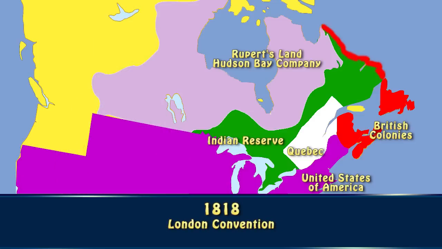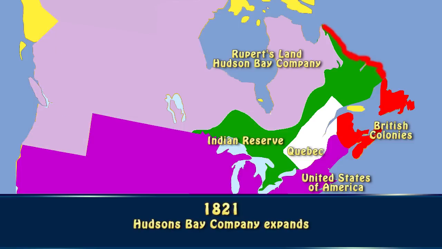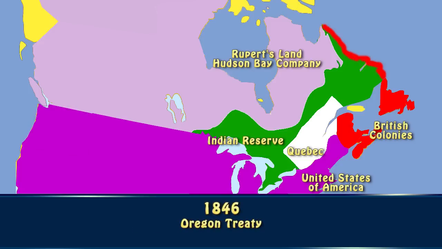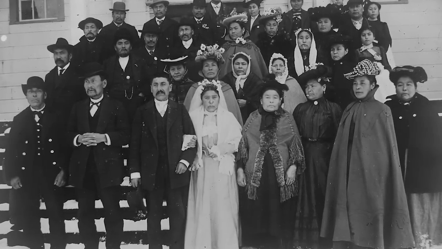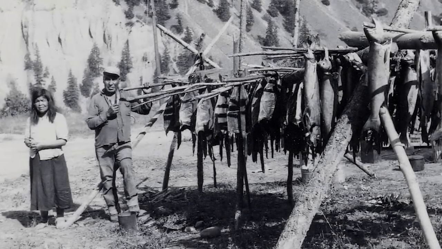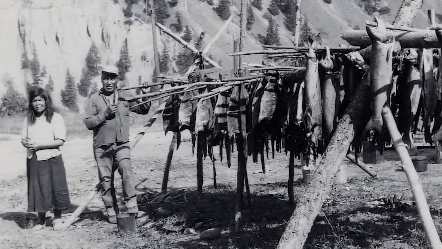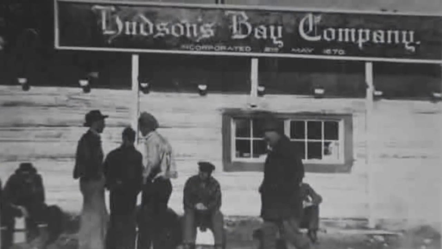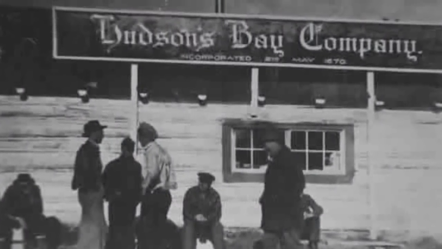The London Conventions establish boundaries between the United States and Great Britain from the Great Lakes to the Rocky Mountains. The Hudson's Bay Company merges with the Northwest Fur Trading Company. The Oregon Treaty cedes Oregon and Washington State to the United States. While the First Nations in the East began to be assimilated into European culture, the Western tribal groups continued with their traditional ways of life and developing an economic partnership with the Hudson's Bay Company.